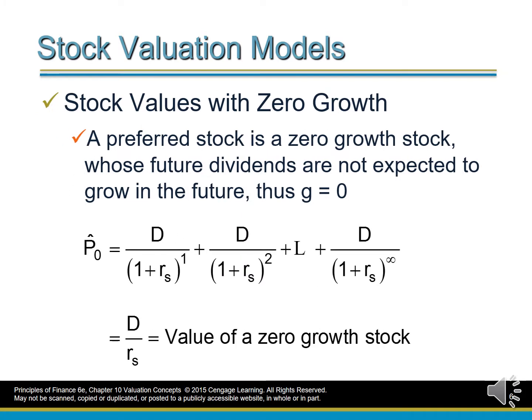Stock valuation models. Stock values with zero growth. A preferred stock is a zero growth stock whose future dividends are not expected to grow. The price of a preferred stock is the dividend divided by the required rate of return.